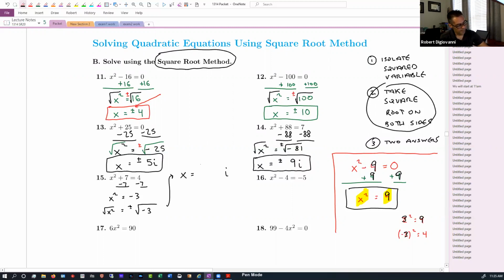I do, right? And what is the square root of 3? That's not a number you should be familiar with. So we have to do it on a calculator. Get about 1.73. So I'm going to put 1.73i. So that one's a little different because the square root, the number, wasn't something that we know. We had to resort to the calculator to do it. Any questions there?